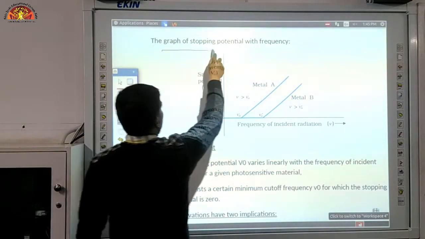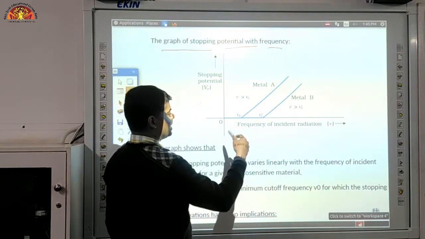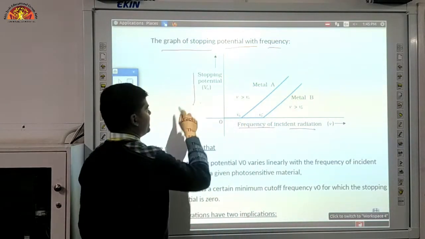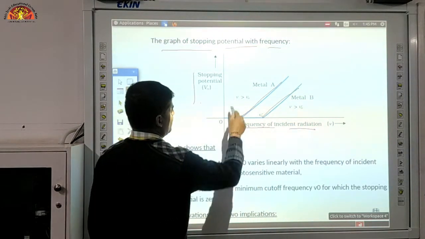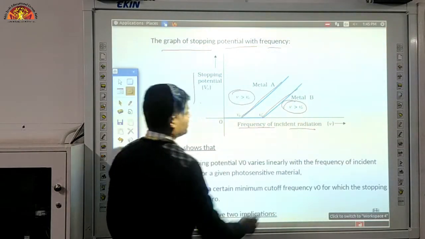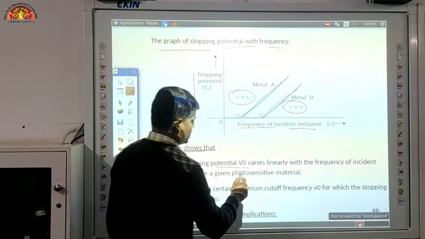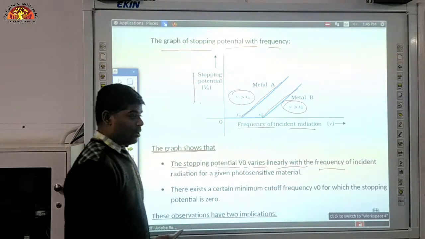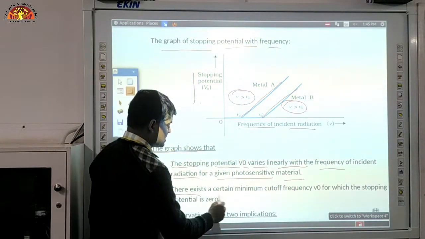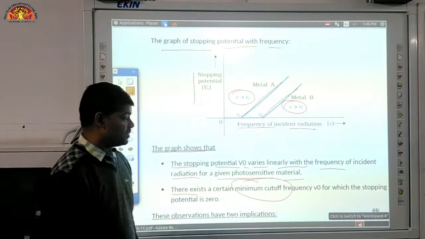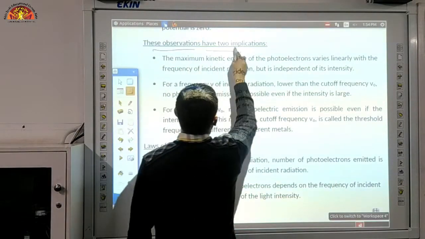So the graph of stopping potential with frequency. Now you can see there is a linear relationship between the frequency of the incident radiation and the stopping potential. Okay, you can see here, for the metal A, for the metal B, where mu is greater than mu naught and here mu is greater than mu naught dash. Now the graph shows that the stopping potential varies linearly with the frequency of the incident radiation for a given photosensitive material. And the next one, there exists a certain minimum cutoff frequency, that is mu naught, for which the stopping potential is 0.